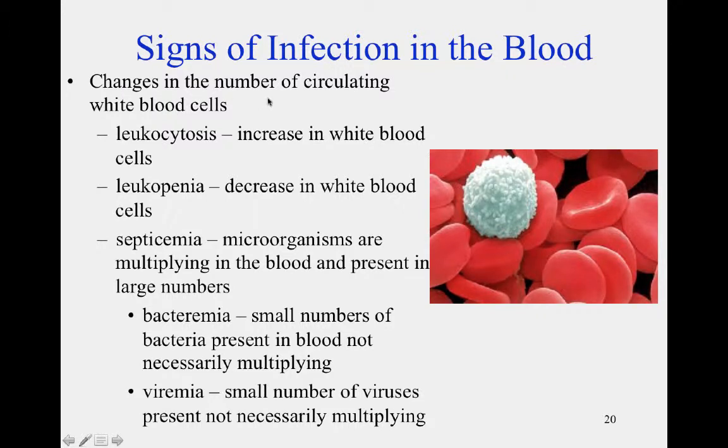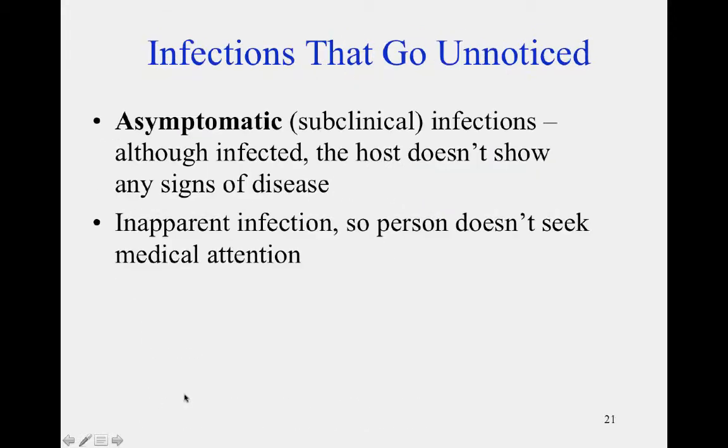Look at the number of white blood cells. An increase in these would be leukocytosis, a decrease leukopenia, and the term sepsis or septicemia is referring to a microbe in the blood. If it's a bacterium, bacteremia. If it's a virus, viremia. Some infections may go unnoticed because they are asymptomatic. So you may be infected with a particular pathogen and not know it.